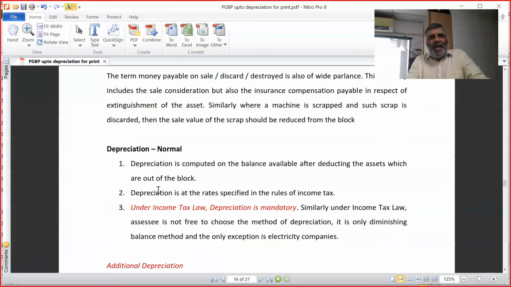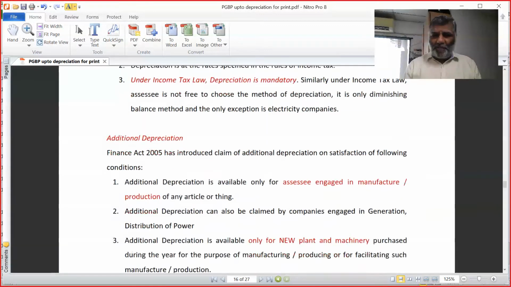Suppose an entity can claim exemption under section 10 for, let us take, 5 years. 100% of the profits are exempt. So what they would prefer is not to claim depreciation for the first 5 years, because they can show a higher profit and claim the benefit. After that, they can start claiming depreciation. To discourage such practices, depreciation is mandatory under income tax law, and only by the diminishing balance method, except for electricity companies.